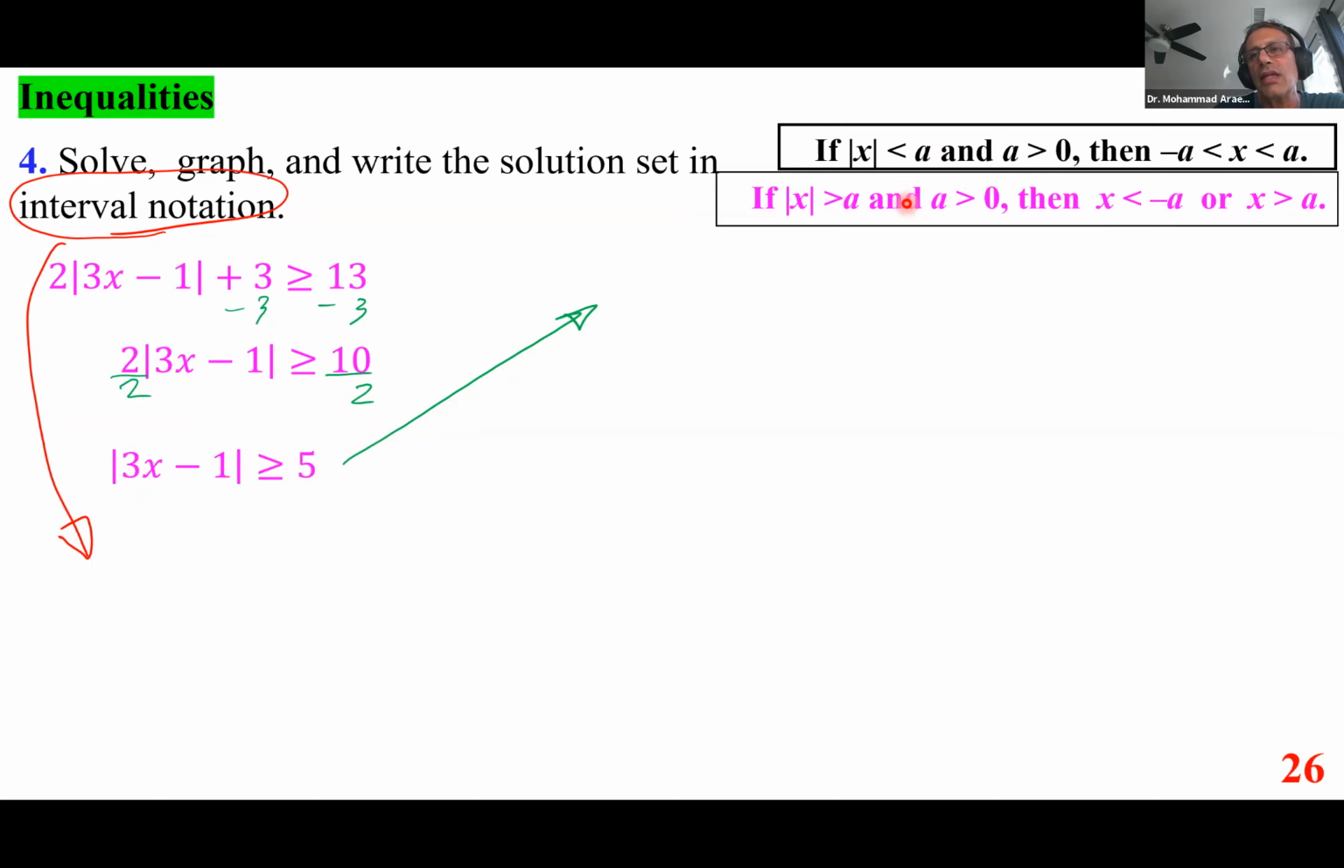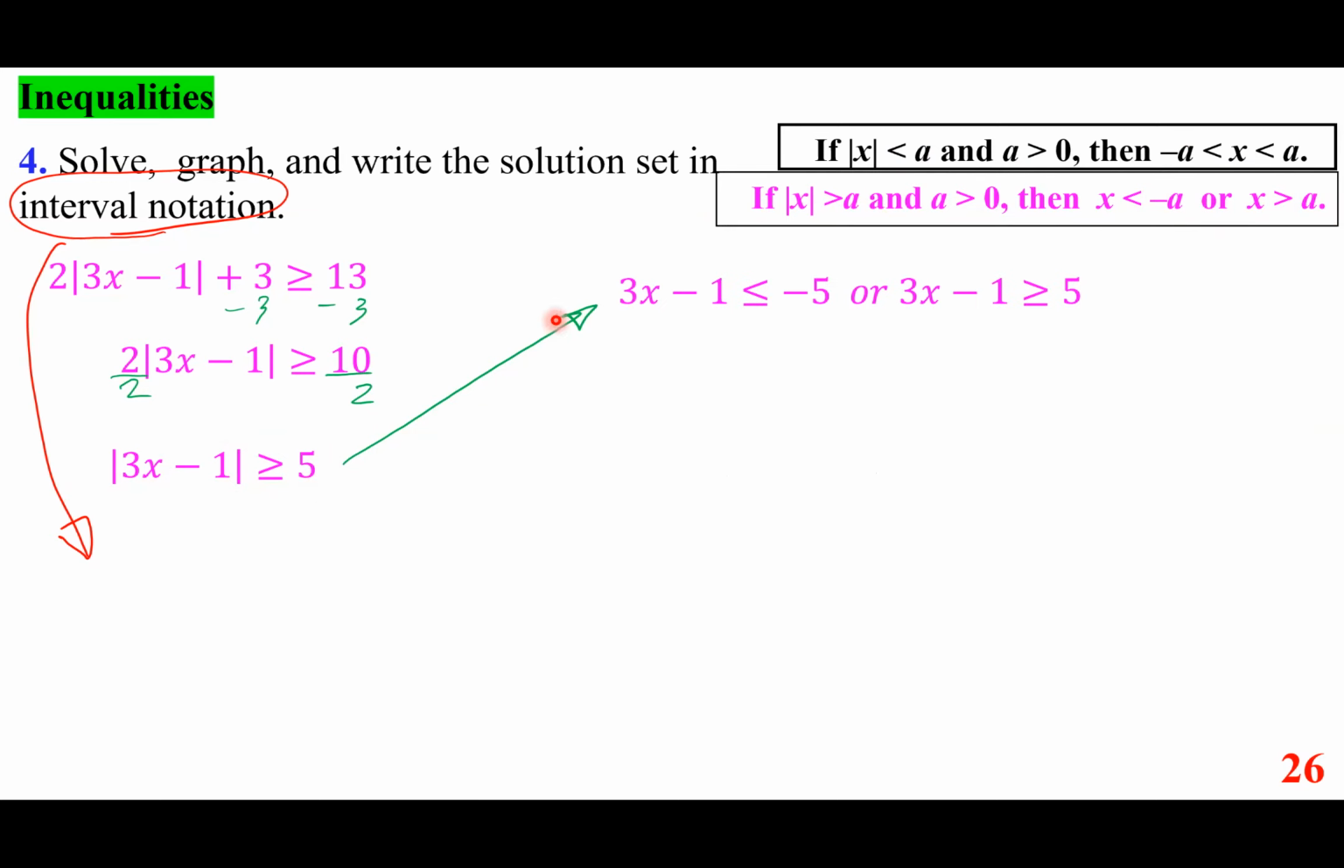So take a look at this statement. We follow this statement. We're going to drop the absolute value and we say it's going to be less than or equal to -5, or we're going to drop the absolute value and say it's going to be larger than or equal to 5. Okay. So this is the transition.